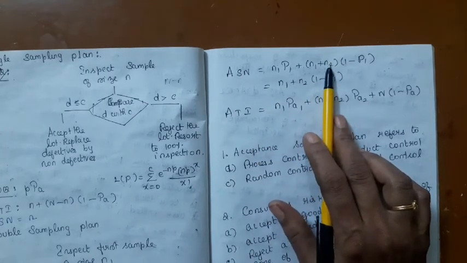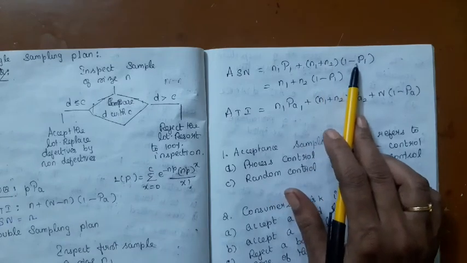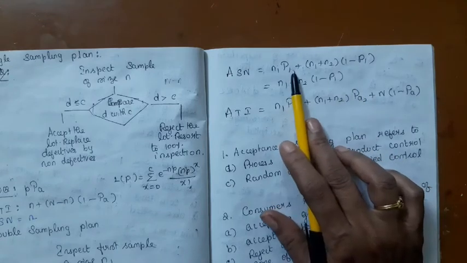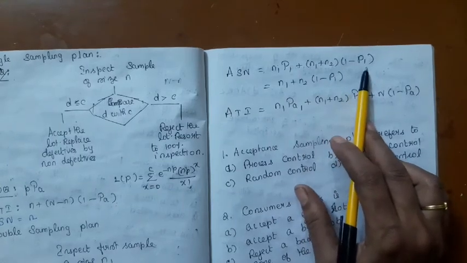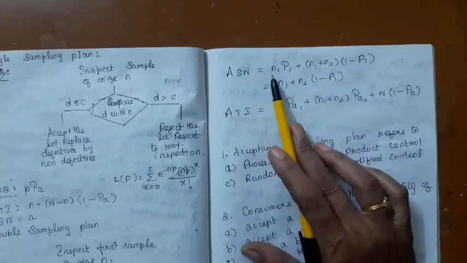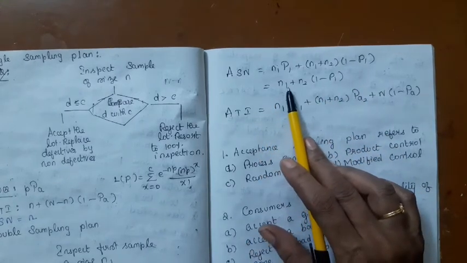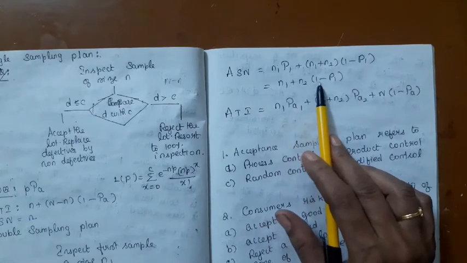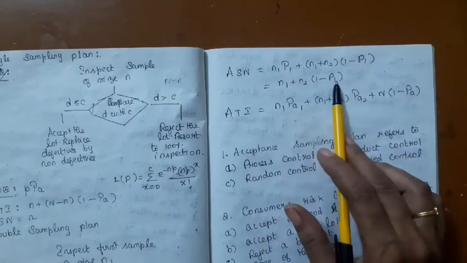So in which situation are you taking N1 plus N2 units? Only when you are not able to make a decision based on the first sample. The probability of making a decision based on the first sample is P1. 1 minus P1 is the probability that you are not able to make a decision based on the first sample. So the average sample number for the double sampling plan is (N1 plus N2) into (1 minus P1) on simplification.